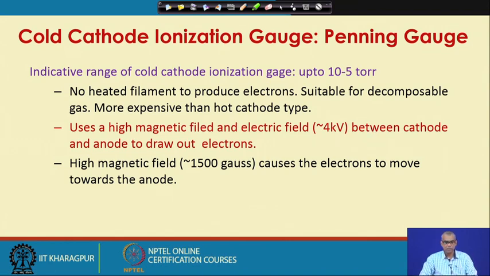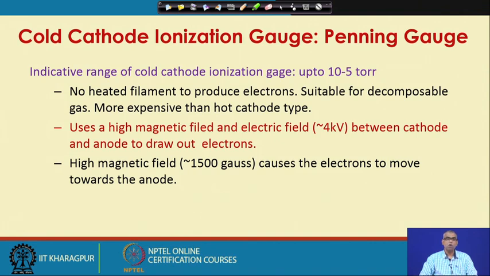Cold cathode ionization gauge uses a high magnetic field as well as high electric field, about 4 kV between cathode and anode, to draw out electrons. High magnetic field around 1500 Gauss causes the electrons to move towards the anode.